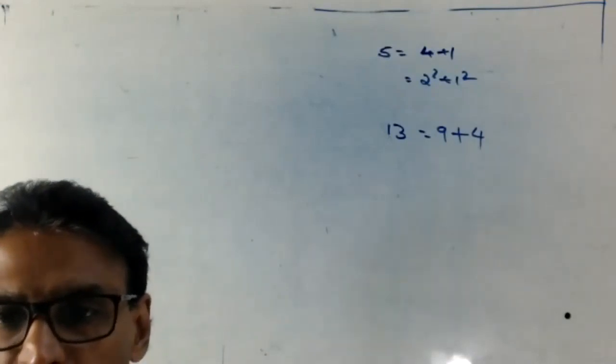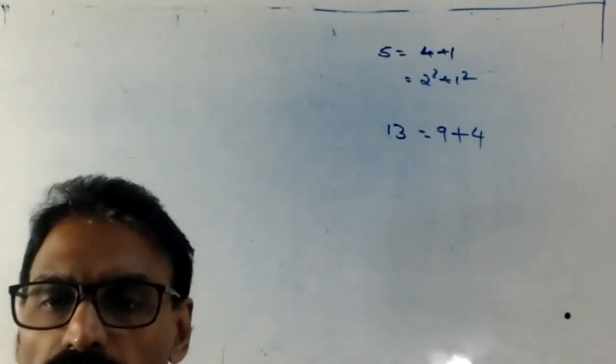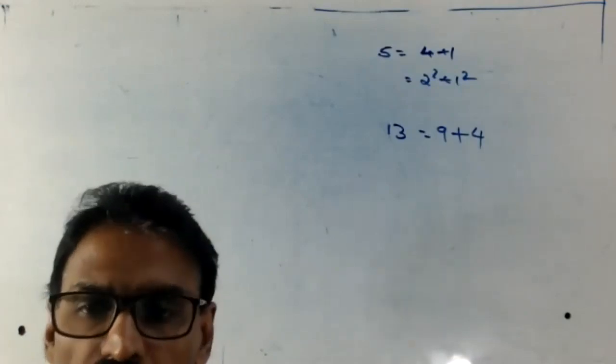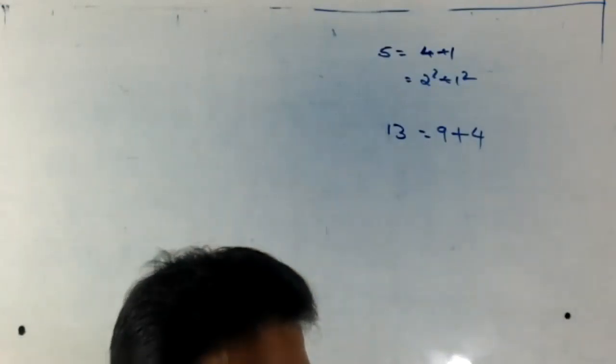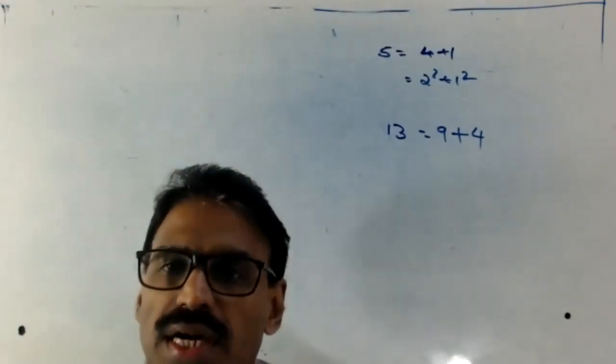Clear on that part? Listen. First of all, you make it the sum of two perfect squares. Okay. What about 17? How will you make it?